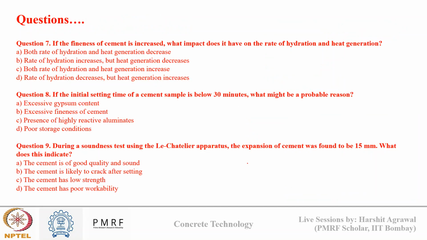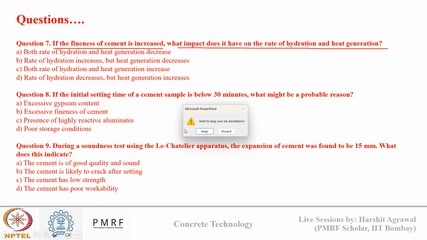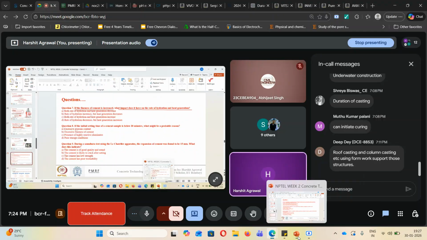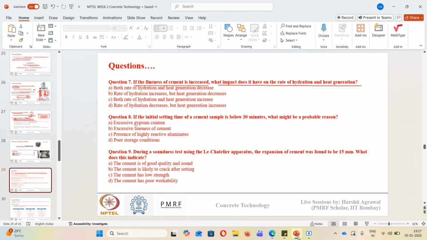Now, based on your understanding about fineness, initial setting, and compressive strength, try to answer these three questions quickly. So, first question says, if the fineness of cement is increased, what impact does it have on rate of hydration and heat generation? So, this is a very simple question. Can anyone tell me the answer quickly? We have discussed it quite number of times till now. What will be the correct answer for the question number 7?